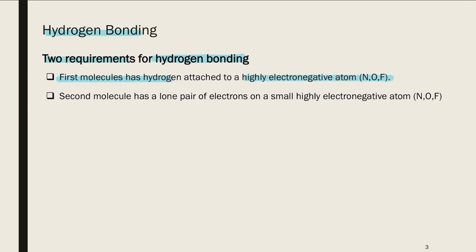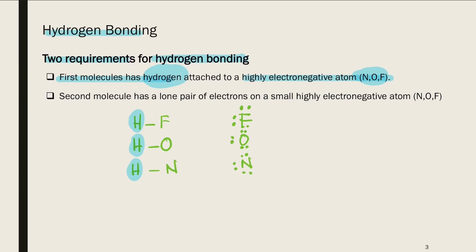So dalam erti kata lain, hydrogen itu akan attach dengan F, ataupun hydrogen itu akan attach dengan O, ataupun hydrogen itu akan attach dengan N. Yang mana hydrogen ini dia adalah positively charged sebab dia partially positive. And then the second molecule has a lone pair of electrons on a small highly electronegative atom N, O or F. So the second molecule adalah juga daripada FON, yang mana FON ini ada lone pair.